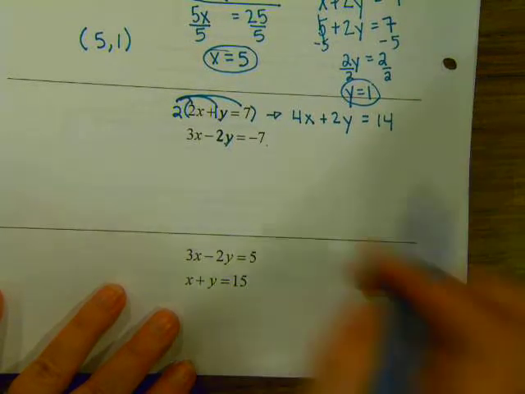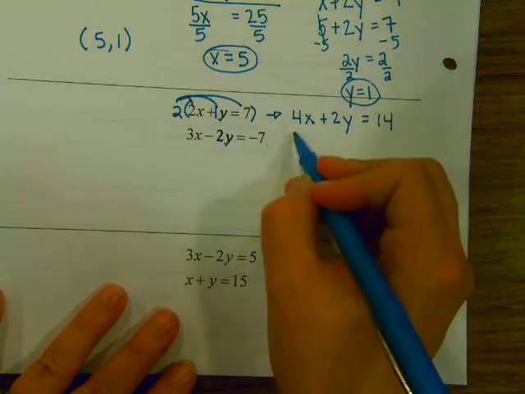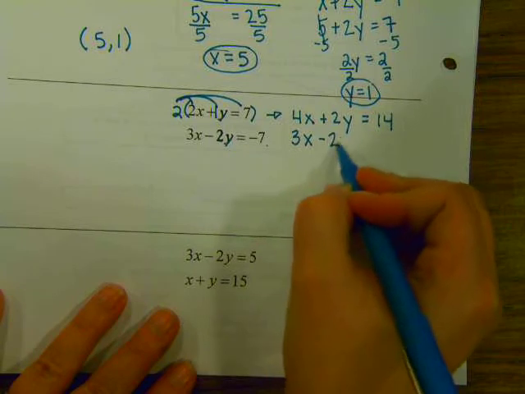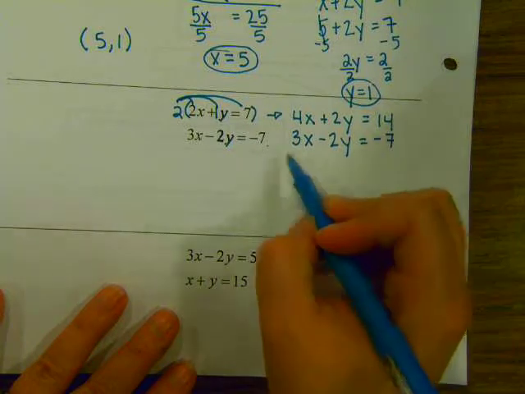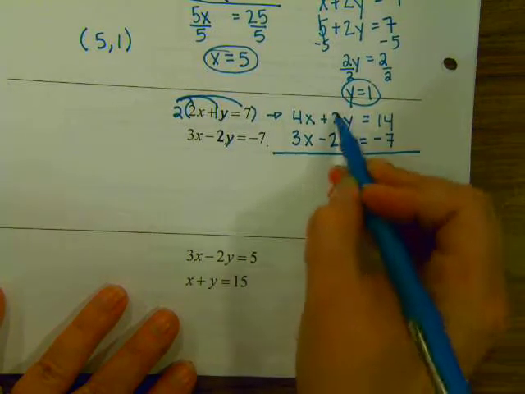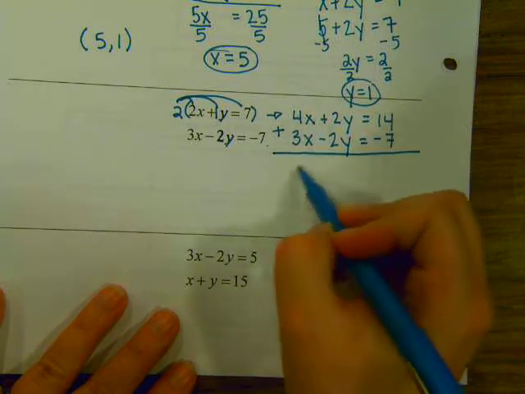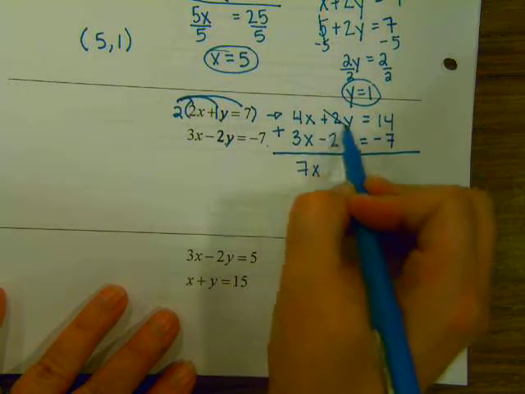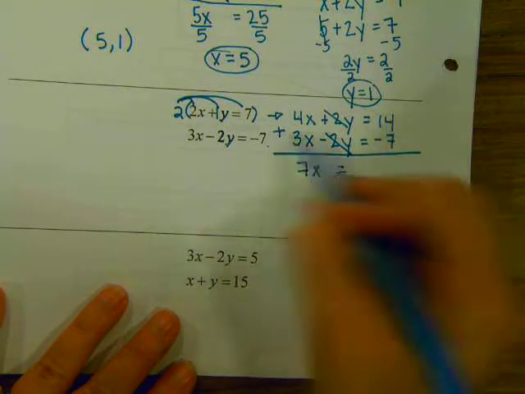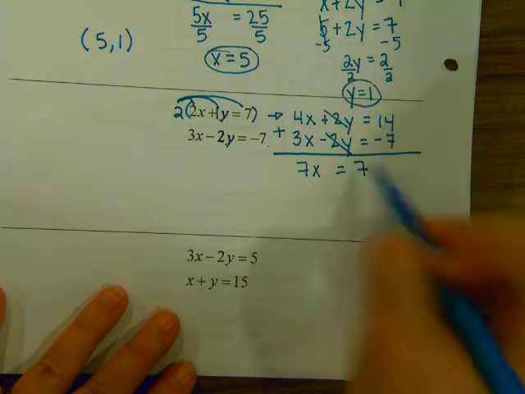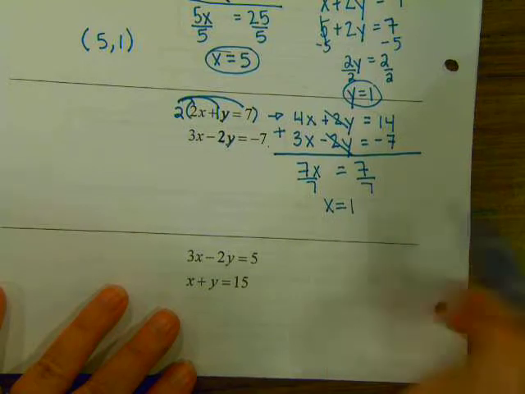So again, now that you have your new top equation, put your old bottom one underneath it. Take your time when it comes to setting up the numbers, because if not, it's the little things that can merely screw it up. And then now look, now we have the y's are opposite and we can just do the addition. So 4x plus 3x is 7x. Cross off the y's because they make 0. Equals 14 plus negative 7 is positive 7. So when I divide by 7, I get x equals 1.